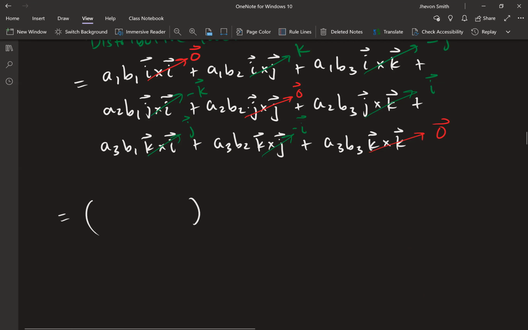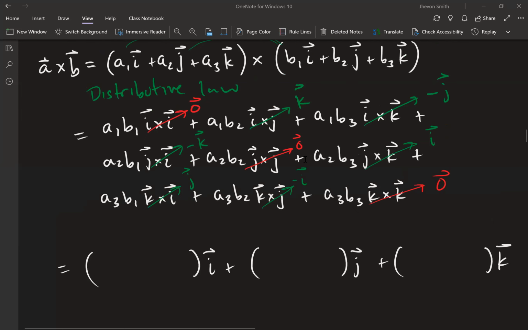So let's group the I's. Let's group the J's. And let's group the K's. And that's actually going to be what the cross product looks like. So what is attached to the I's? So I'm going to go over here and check out all the I's. So here I have an A2B3 minus an A3B2.